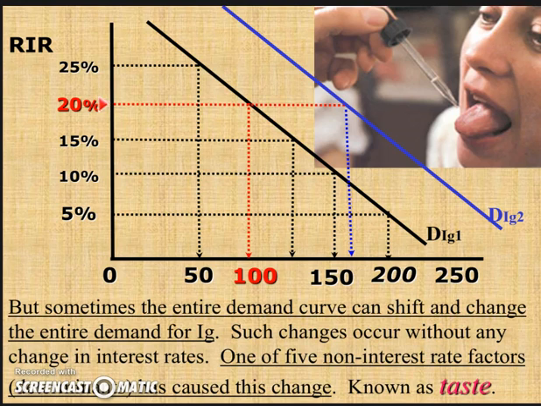But sometimes the entire demand curve can shift. Here we go with the shifting again, changing the entire demand for gross investment. Such changes occur without any change in interest rates. One of the five non-interest rate determinants has caused this change, known as TASTE. T is for something, A is for something, S is for something, T is for something, E is for something. We have all these great acronyms. See the shift.